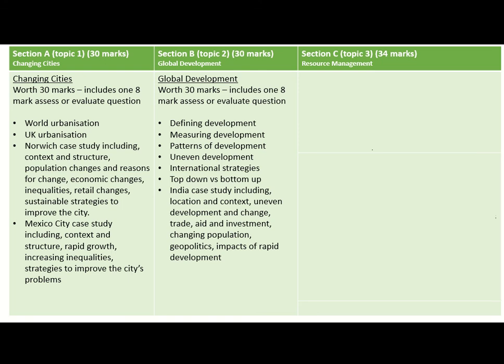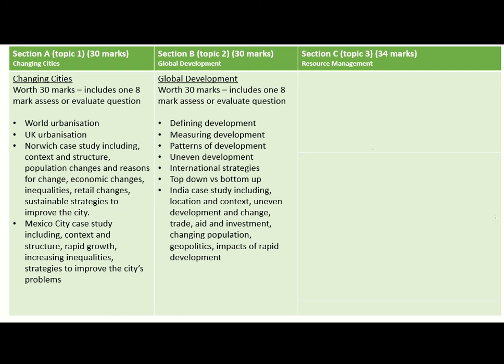International strategies, so ways in which development can be boosted by international cooperation and maybe world loans, for example, and investment. We look at top-down versus bottom-up strategies. So top-down, from government or national or even international level, and how that can benefit by filtering down, or smaller projects that aim to help benefit communities and improve things from the bottom up. But where you're likely to get your 8-mark question is going to be with your knowledge about India specifically.